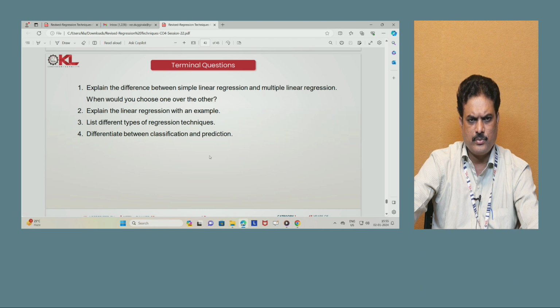Explain the difference between simple linear regression and multiple linear regression. When would you choose one over the other? Explain linear regression with an example. List different types of regression techniques. Differentiate between classification and prediction.